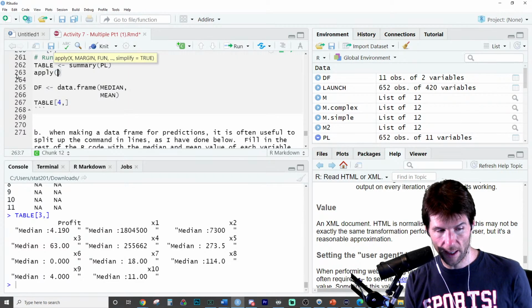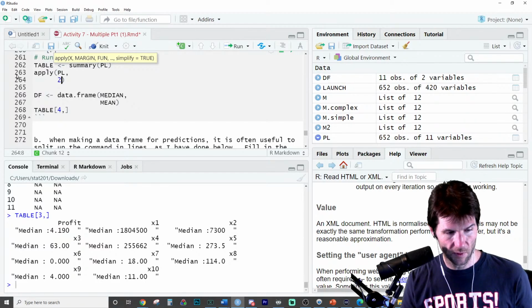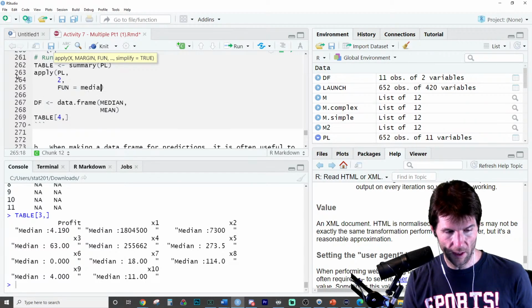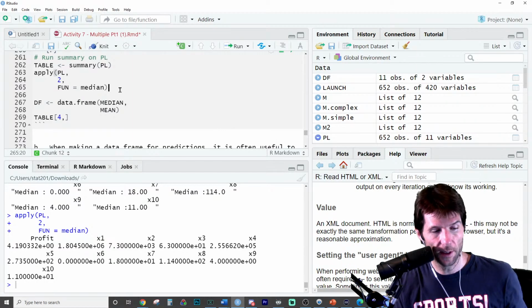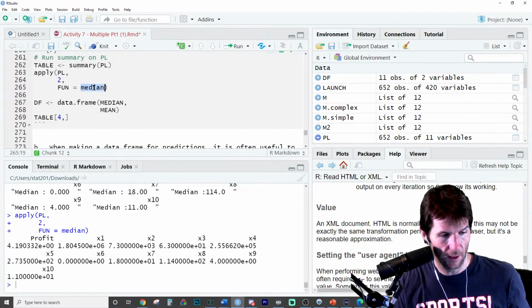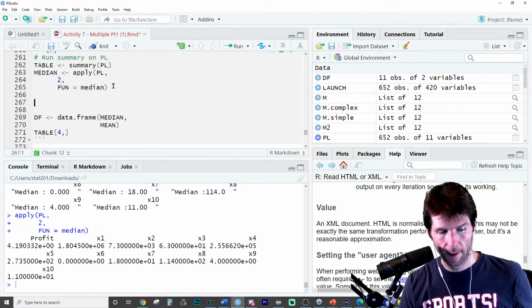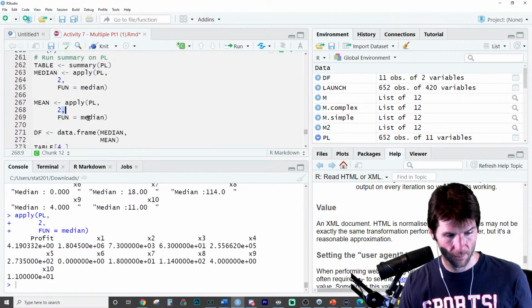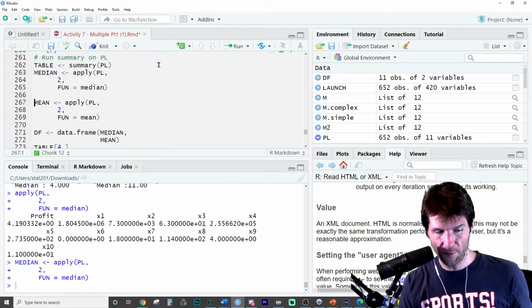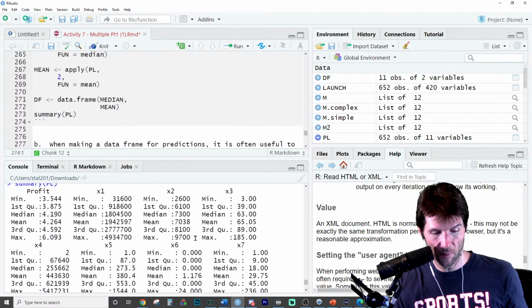Two seconds. Apply to rows, columns, fun equals median. There we go. Now we need to take and store this as median. I'm not a big fan of it if I can't do it with code. The apply function applies a function to rows or columns. Once again, you could literally just start copy pasting these numbers right here.